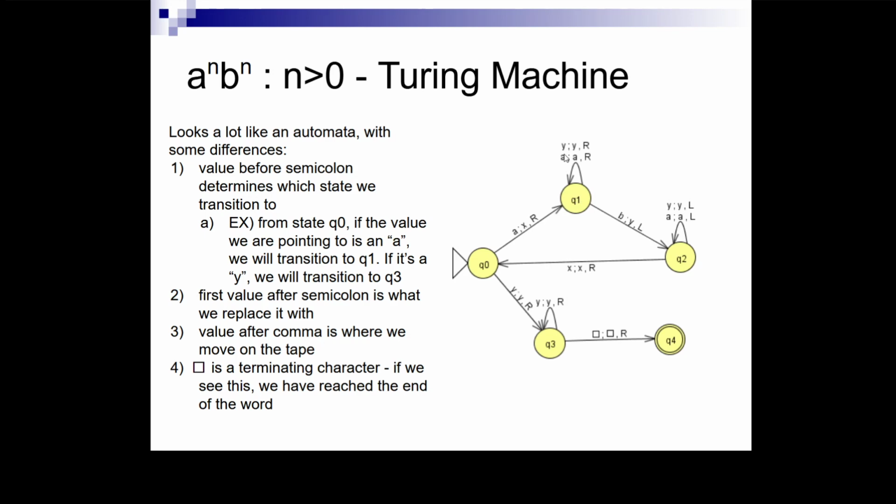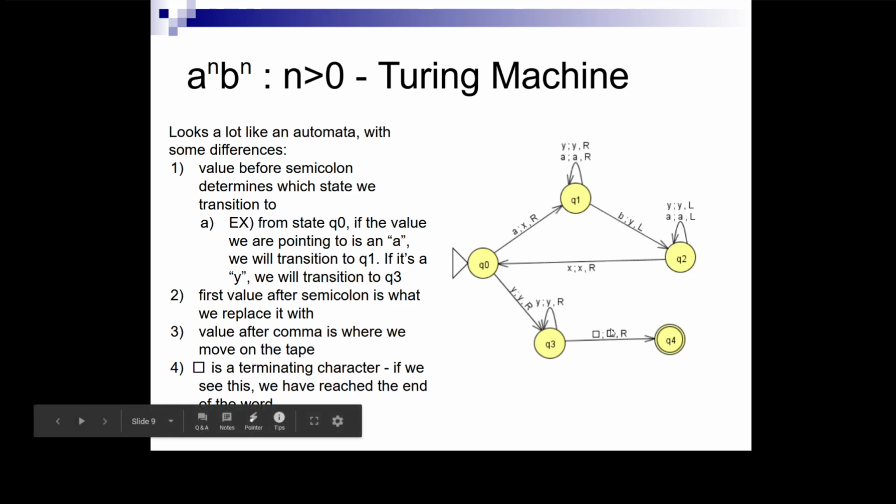In state Q1, if we see an A, we replace it with an A, so we basically leave it alone and move the tape head to the right. And also, if we see a Y, we replace it with a Y and move the tape head to the right. The reason for this you'll see as we work through our example, but right now I just want you to see what the rules look like. Given that we read the value on the left, there's a semicolon, we replace it with the value to the right of the semicolon, and then we put a direction for the tape head, either right or left. The last thing I want to mention is that we have a little empty box down here. This is the null terminating character, so this means we're out of things to check.